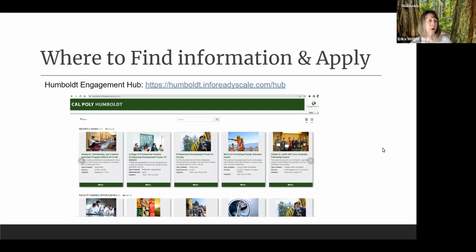So first of all, where you can find more information and how you can apply is to go to the Humboldt Engagement Hub. The link is there. It's available also through your drop-down menu in your My Humboldt. And this is where all of our internal opportunities are always available. And you can find out when the deadline will be, and you can access the most recent call for proposals or the directions of how to do that application.